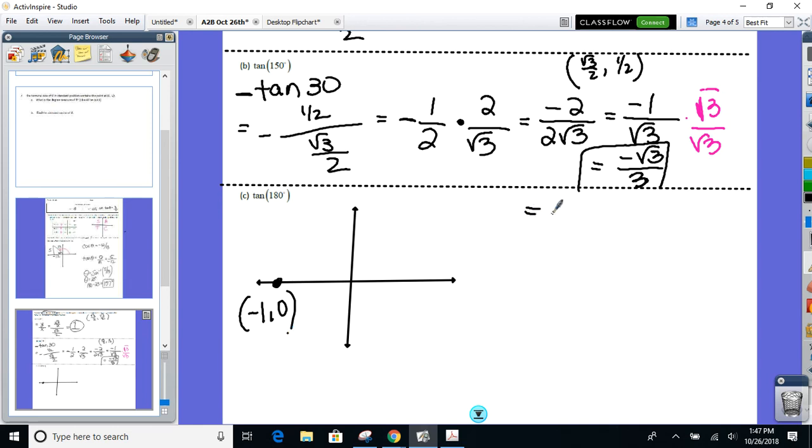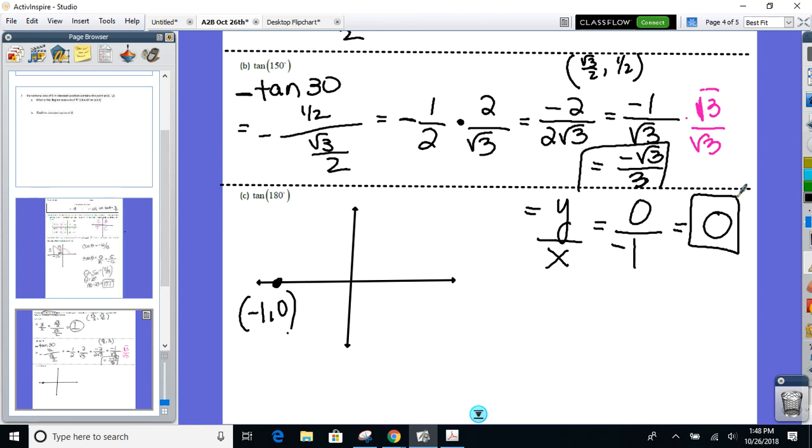And tangent was what again? Which coordinate on top? The y over the x. Let's keep going. The y coordinate? 0 over anything, 0 divided by anything. There it is. Tangent of 180 is 0. And again, if you're unsure, type it in real quick. 0, done. All right. The only time your calculator is not going to help you is with the sloppy decimal, as you know.